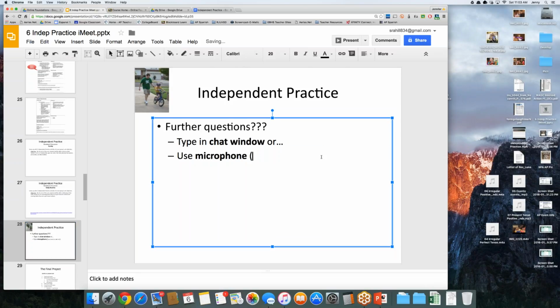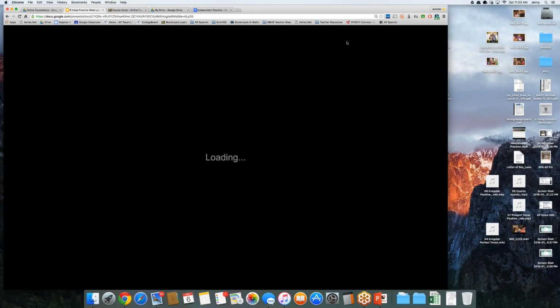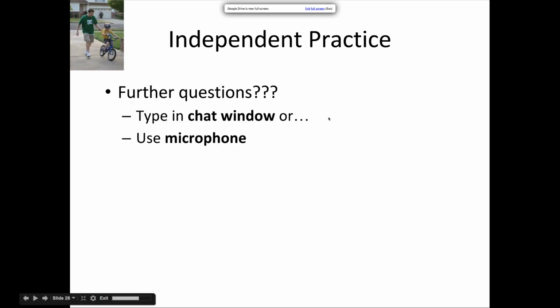What I would like to see right now is either type into the chat box or speak out. In your own words, what is the difference between independent practice and guided practice? Go ahead and either type in a response or speak out. Guided practice, independent practice. What's the difference?